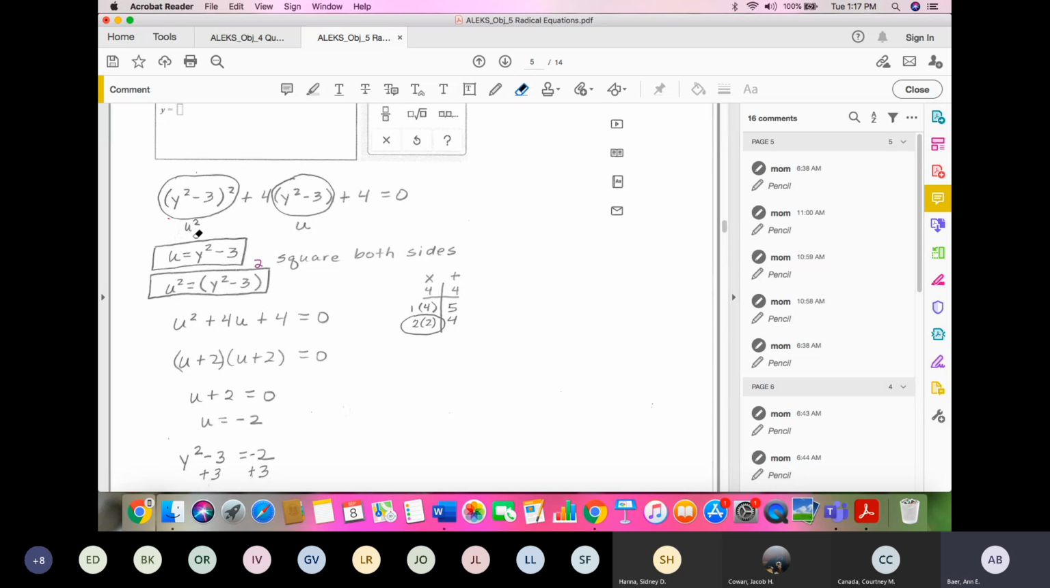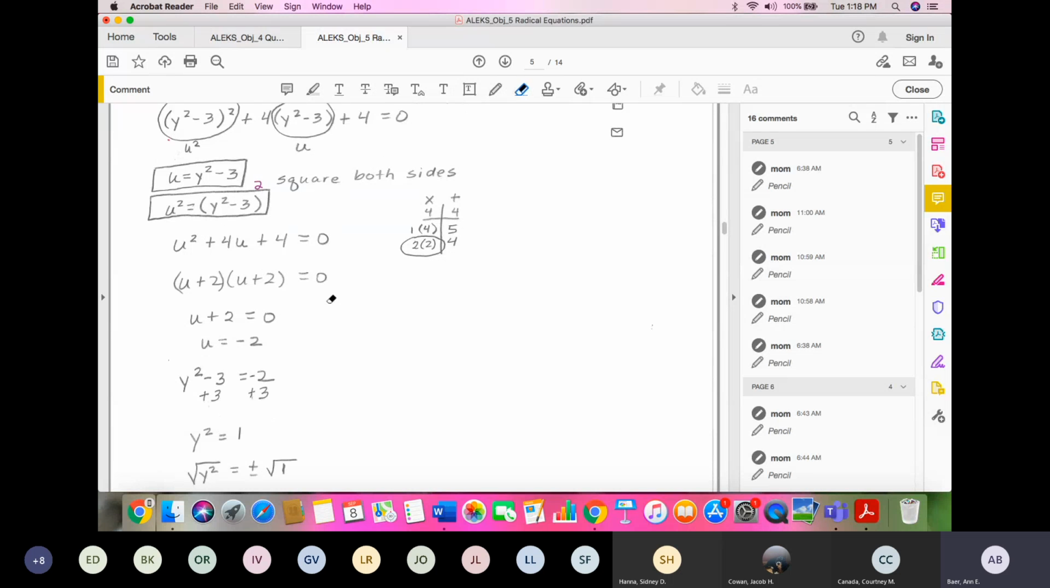So now what do we have? We have u squared plus 4. There's a 4 here. You want to keep your coefficients. You don't want to do anything with those coefficients in front. So it's plus 4 times u plus 4 equals 0. So now we get this equation.